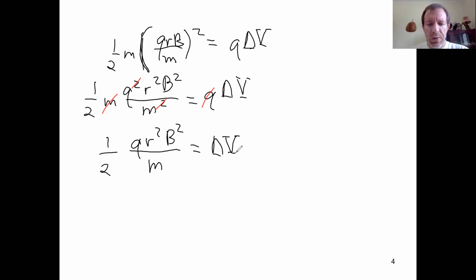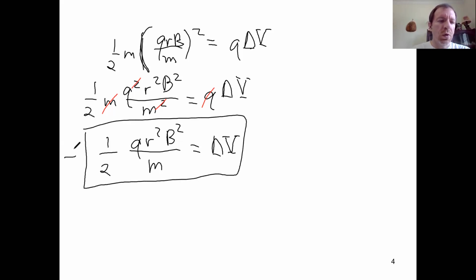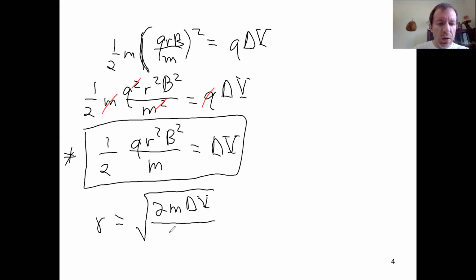So let's take this expression right here, put a little star by it, and we're going to rearrange it in a couple different ways. If I solve for R, I get the expression that R is equal to the root of 2m delta V over QB squared. All right, so that's one.